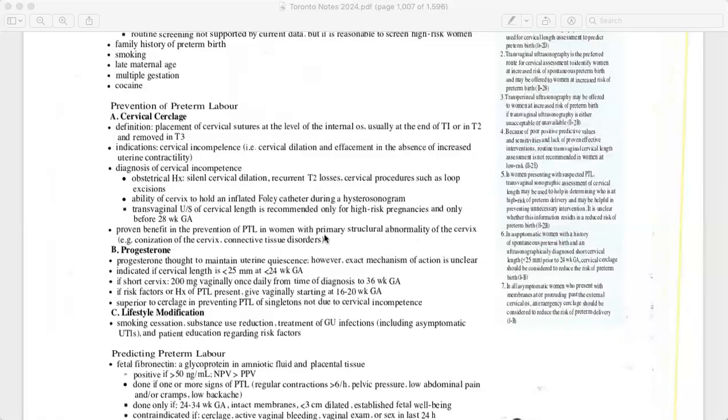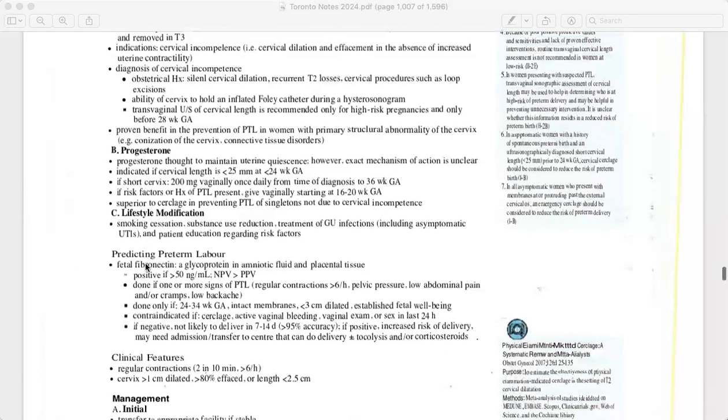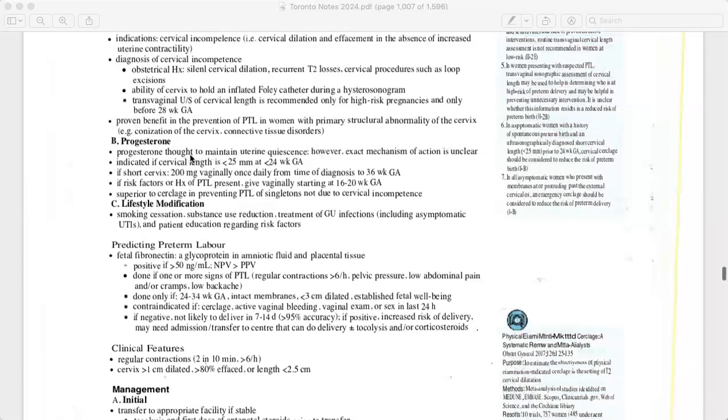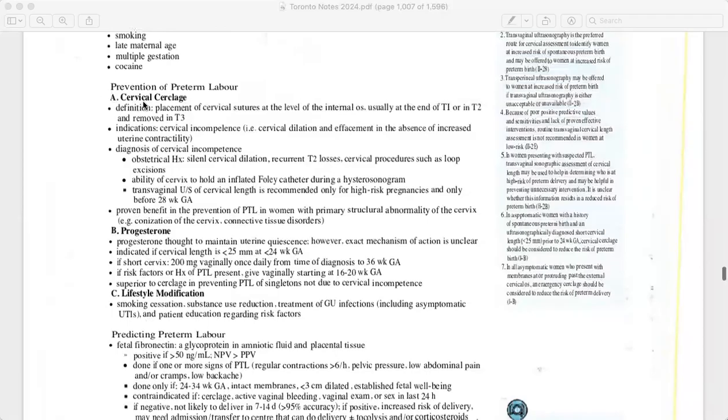It is for high risk pregnancy, and only before 28 weeks. So this 28 weeks is everything. You need to know this can be done before 28 weeks. It has proven benefit in the prevention of preterm labor, so that's why we do it. In progesterone, we give progesterone thought to maintain uterine quiescence, and the exact mechanism is unknown. So all you need to know is what you are going to do is cervical cerclage. When are you going to do it? Before 28 weeks.